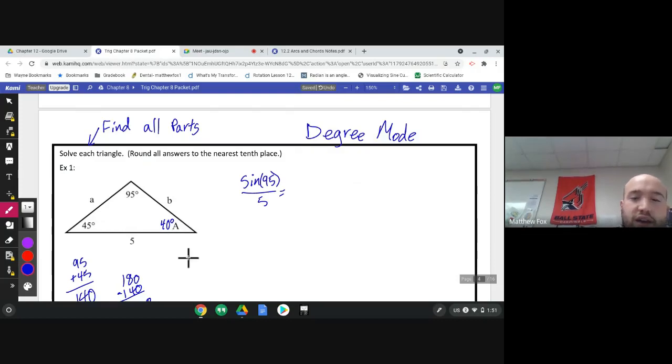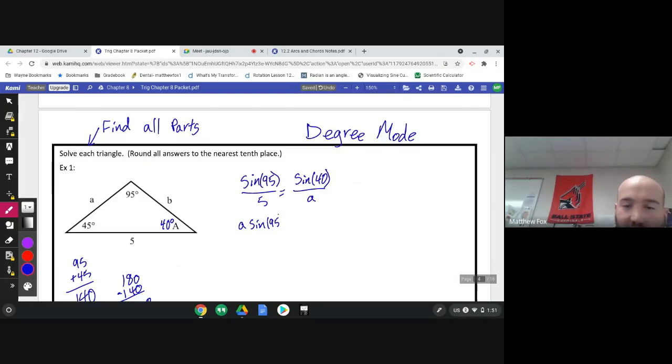So A. It'd be the sine of 40 degrees divided by that little a. Now we'd cross multiply. We get a sine of 95 will equal 5 times the sine of 40. Now we just need to divide by the sine of 95. And then all we've got to do is type that into our calculator to find what a equals.